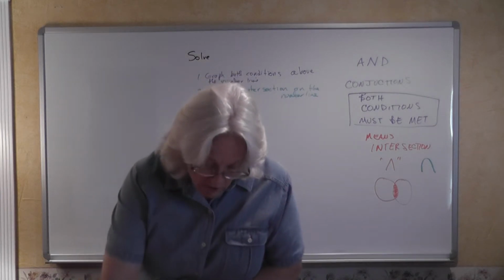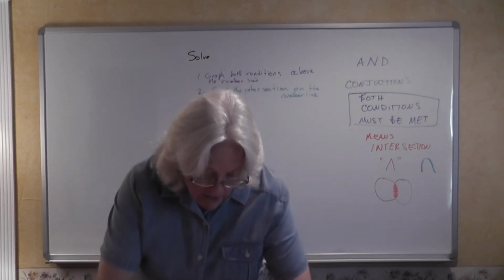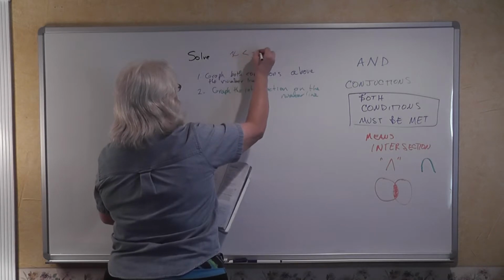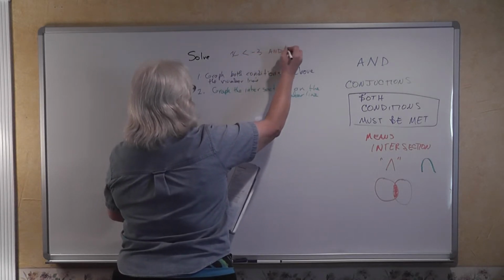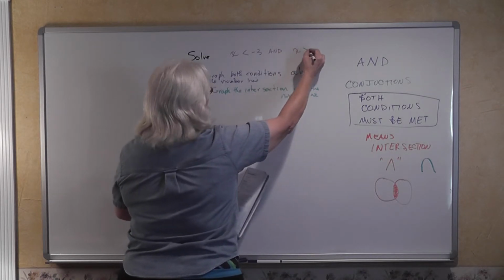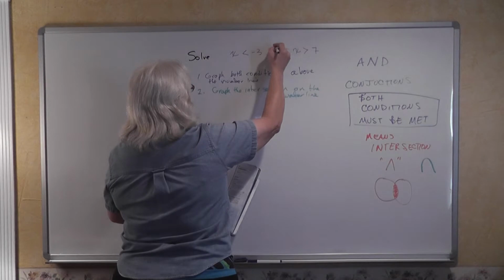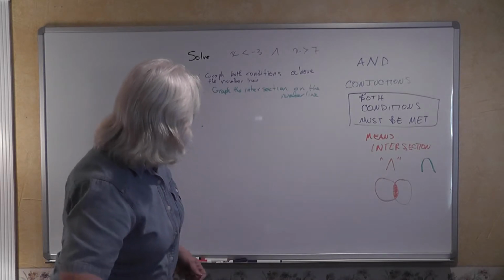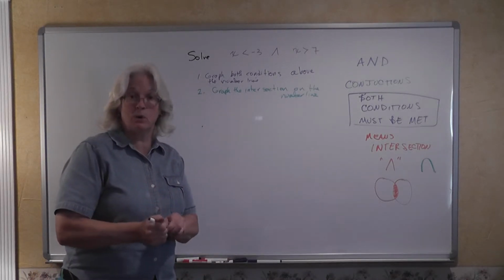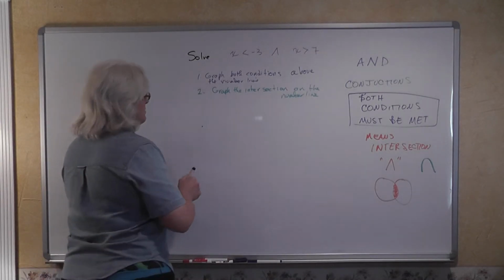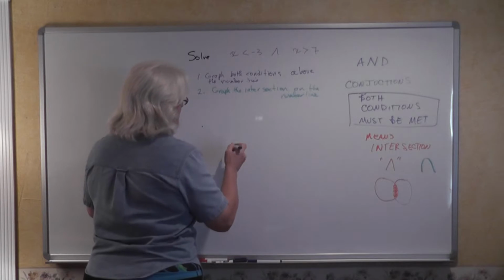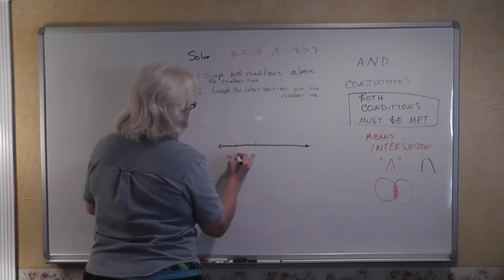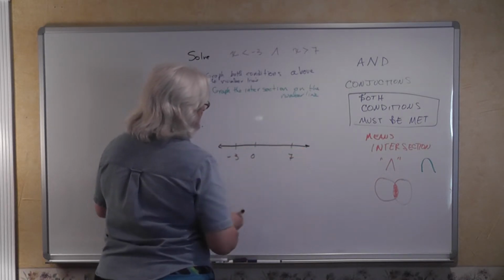Example 3 says solve x less than -3 and x greater than 7. That "and" can be written with a caret. Now what do we need to do? We need to graph both conditions above the number line and see where our point of intersection is. So here's our number line. I'm not going to be real particular here. I'm going to say here's 0, here's -3, and maybe over about there is 7.